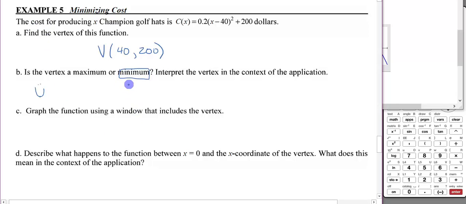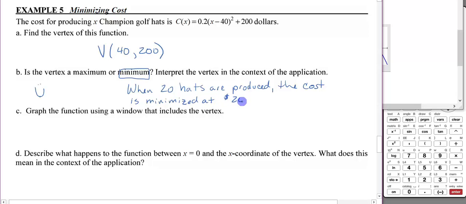So the vertex means when 20 hats are produced, then the cost is minimized at $200. Okay, so we mentioned both numbers and what they mean. 20 is referring to hats. Actually, it's not 20 hats, it's 40. When 40 hats are produced, the cost is minimized at $200.